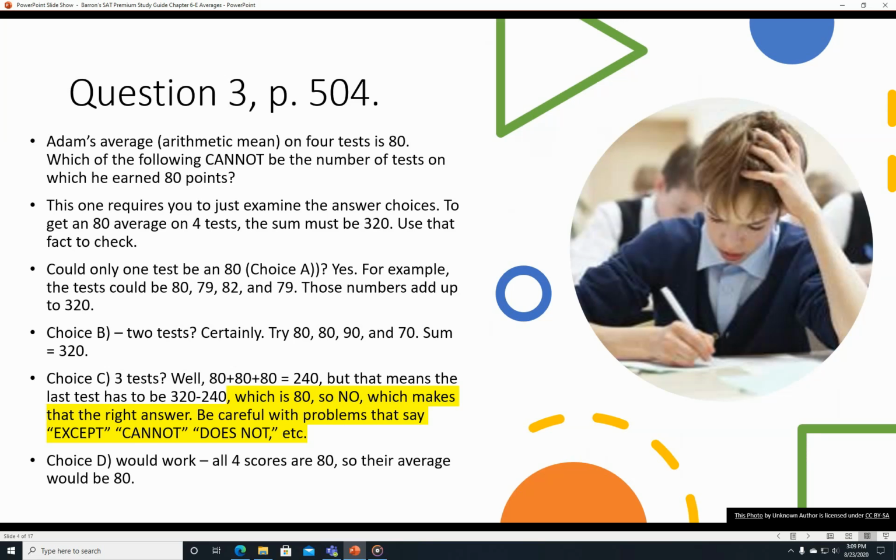Choice B, 2 tests? Well, certainly could have 80, 80, 90, and 70. So then the 70 and 90 would average out to 80, and of course the 80s are already 80s. Choice C, 3 tests? Well, 80 plus 80 plus 80 is 240, but that means the last test has to be 320 minus 240, which is 80. So no, that can't be the right answer. So you want to be careful with problems that say except, cannot, does not, because you don't want to accidentally pick an answer choice that actually works out. Say, oh, that works, so it must be a right answer, without noticing there are 2 other answers that also work. So choice D would work if all 4 scores are 80, their average is 80. Makes sense. What else would it be if all the scores are 80?